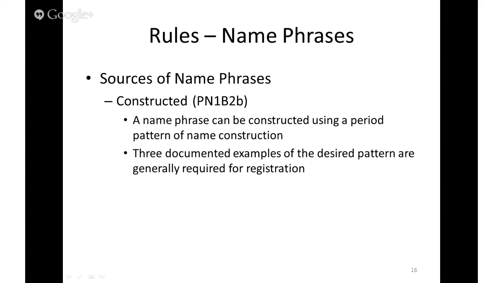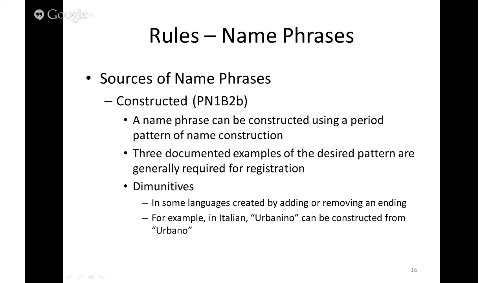Now here you need 3 documented examples of the desired pattern to register. Now, you don't always need them because a lot of patterns are very well documented. A lot of reference materials that we use list name patterns, and if they're in a book that we know and trust, then that's good enough. But if you have one that's not well known, then you need 3 examples of the pattern before you can use it. So an example of a constructed name is diminutives.